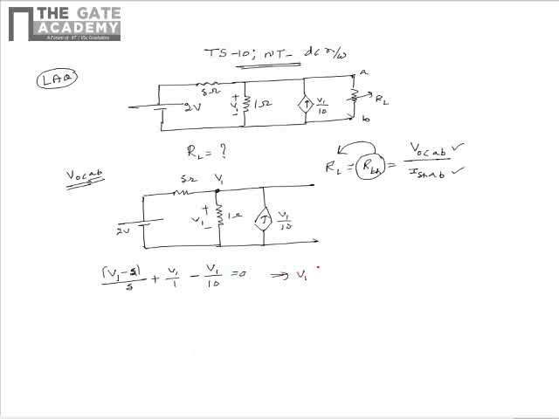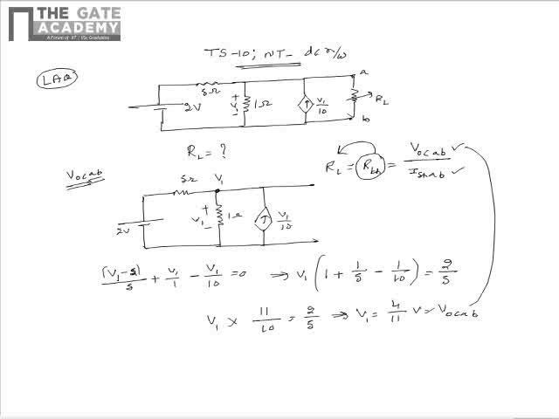This can further be simplified as V1 multiplied by (1 plus 1 by 5 minus 1 by 10) is equal to 2 by 5. This can further be simplified as V1 multiplied by 11 divided by 10 is equal to 2 by 5. That implies V1 is equal to 4 by 11 volts, which is equal to the open circuit voltage between the terminals A and B. Now we got the numerator. Now we need to get the denominator, which is the short circuit current between the terminals A and B.